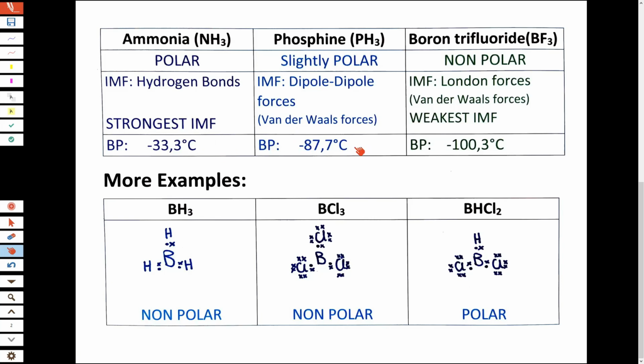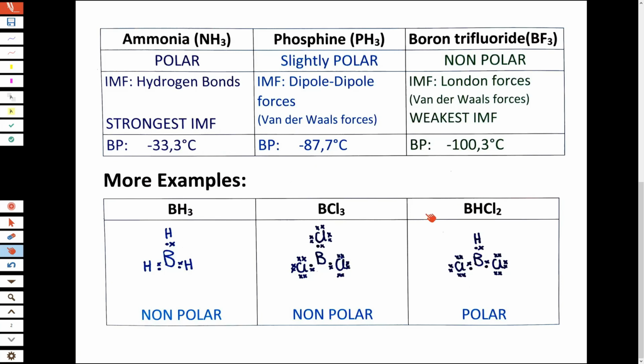The boiling point of phosphine, because it's a weaker dipole and it also has weaker intermolecular forces, is negative 87.7 degrees Celsius, which is lower than that of ammonia. And then the non-polar molecule has the weakest intermolecular force, the London forces. It has the lowest boiling point, which is negative 100.3 degrees Celsius.